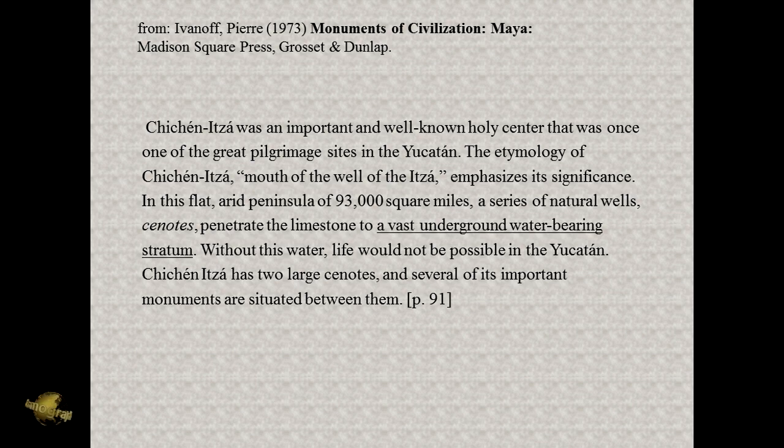Chichen Itza was an important and well-known holy center that was once one of the great pilgrimage sites in the Yucatan. The etymology of Chichen Itza means mouth of the well of Itza. It emphasizes its significance. In this flat, arid peninsula of 93,000 square miles, a series of natural wells, cenotes, penetrate the limestone to a vast underground water-bearing stratum. Without this water, life would not be possible in the Yucatan. Chichen Itza has two large cenotes, and several of its important monuments are situated between them.